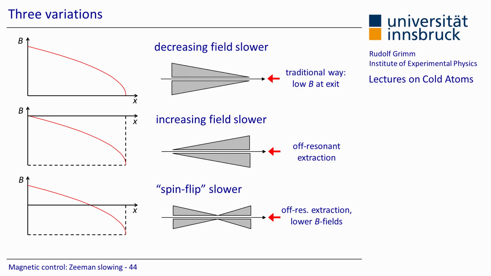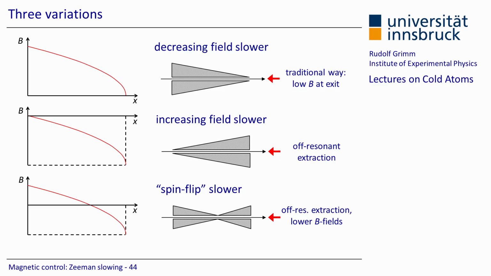The second version is the so-called increasing field slower. So you enter the slower at low magnetic field and then its magnitude increases. This really has an advantage, in particular when you load weak optical traps, let's say magneto-optical traps on weak optical transitions, because the slowing light at the end of the slower is far detuned from the atomic resonance, a few hundred megahertz, so the destructive effect on the MOT is very, very weak. And this is crucial if you want to load, for example, MOTs operated on intercombination lines.